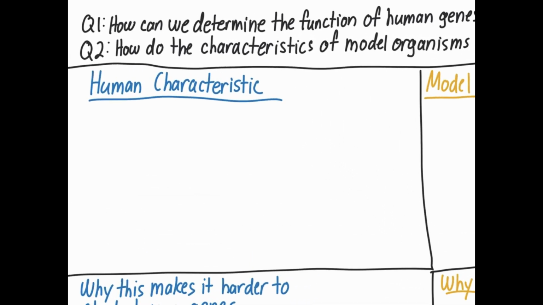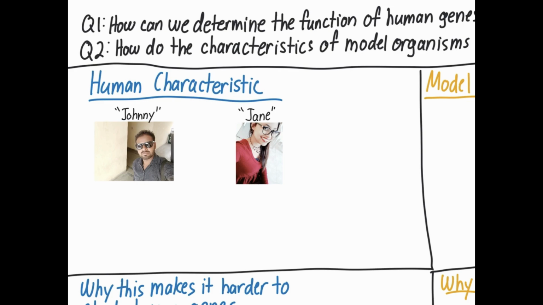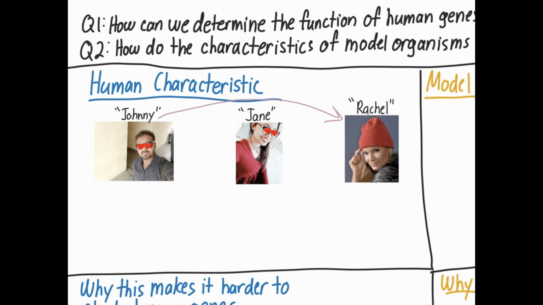Now, annoyingly, humans like to choose who they mate with. So if Johnny here likes Jane, we can't just say, hey Johnny, go over and mate with Rachel, and in several years, let us know what all of your offspring look like so we can see how your traits are inherited. Ethically, forcing humans to mate to produce offspring and study them is generally frowned upon.